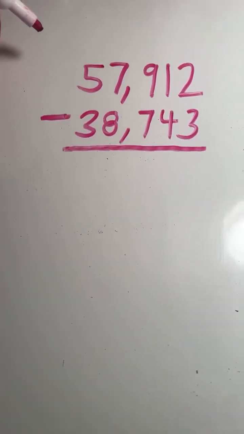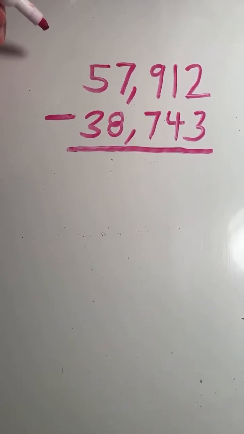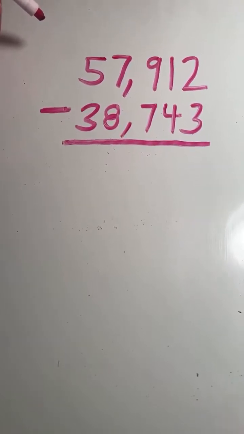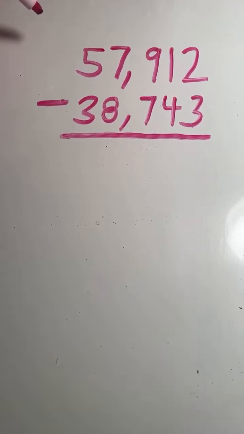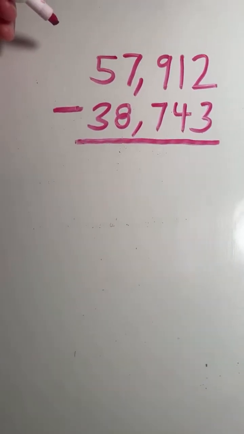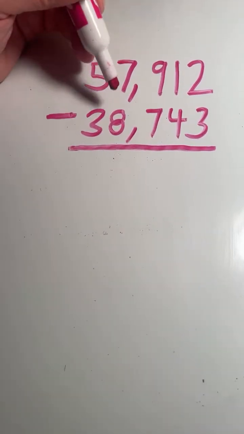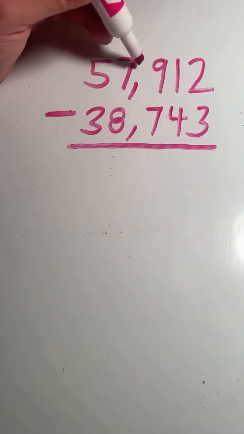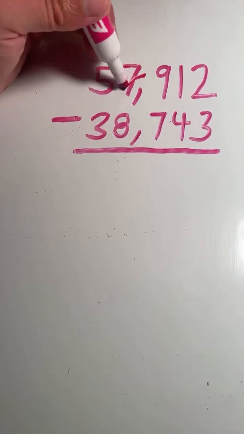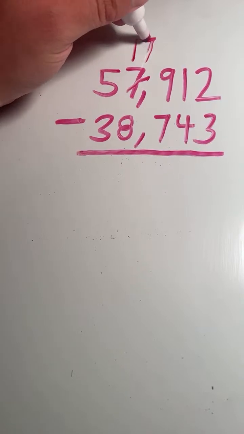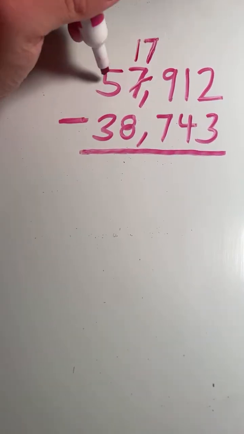All right, example number 4, 57,912 minus 38,743. Again, step 1 is we do all of our regrouping. Before we do any subtraction, we want to get all of the regrouping out of the way. So you cannot start out with 7 and take away 8, so we need to add a 10. And we're taking a 10 from the 10,000s place, so the 7 is going to become a 17, and then the 5 is going to become a 4.